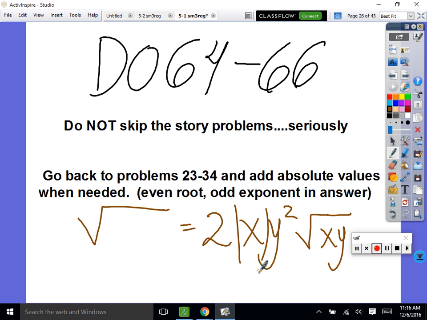Okay, so what you're doing right now is 64 through 66. And then you're going to go back to problems 23 through 34 and add absolute values on your answers when needed. That's all we're going to do before lunch, and then we'll move on after lunch. So do that before lunch, and then we'll move on. Unless you get that done quicker, then we'll move on. Let's see what you can do.